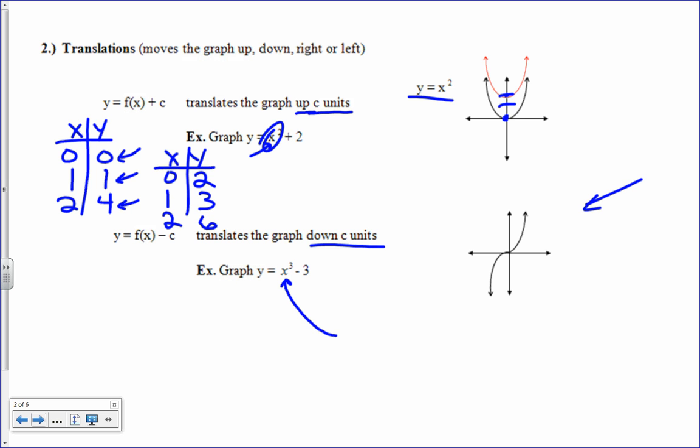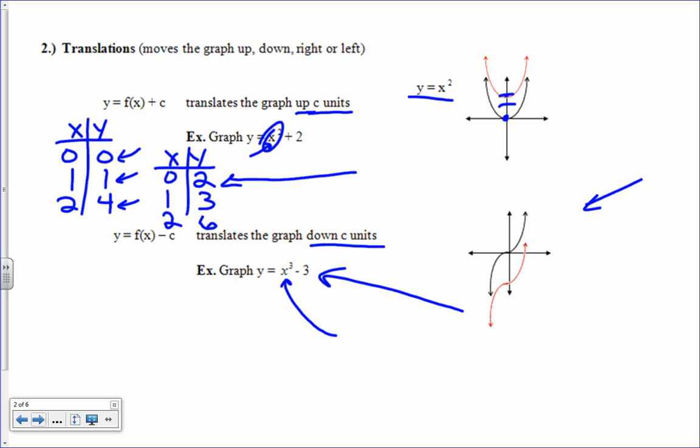I'm going to take that graph. I could do this whole xy table thing again for you, right? But the whole idea is that we don't do that every time. We just sketch it quick. We know x to the third looks like that. So what should I do to it if I have to graph that one? Just move it down 3. So I hope it's there. There it is. Down 3.